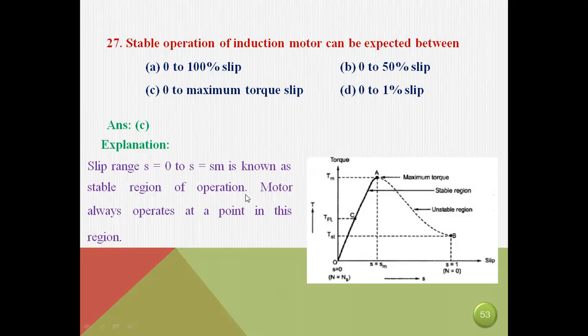So we can say the motor will always operate in the stable region, from S equal to 0 to S equal to Sm, or from torque equal to 0 to torque equal to maximum. Sometimes the question will come for the torque, sometimes for the slip. So for the torque, it is 0 to maximum torque.